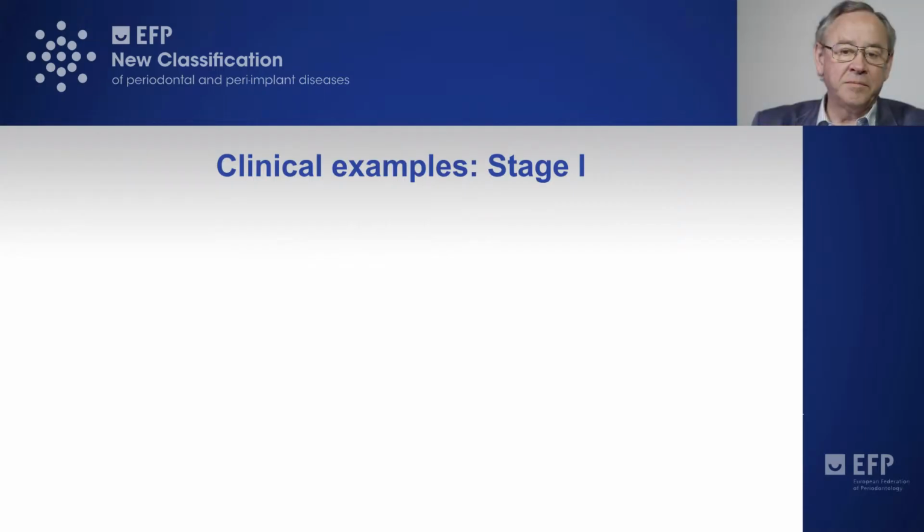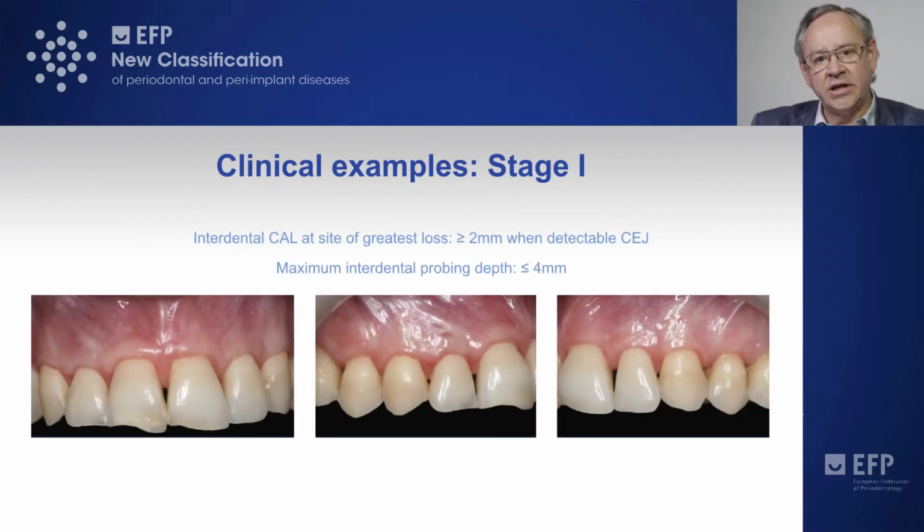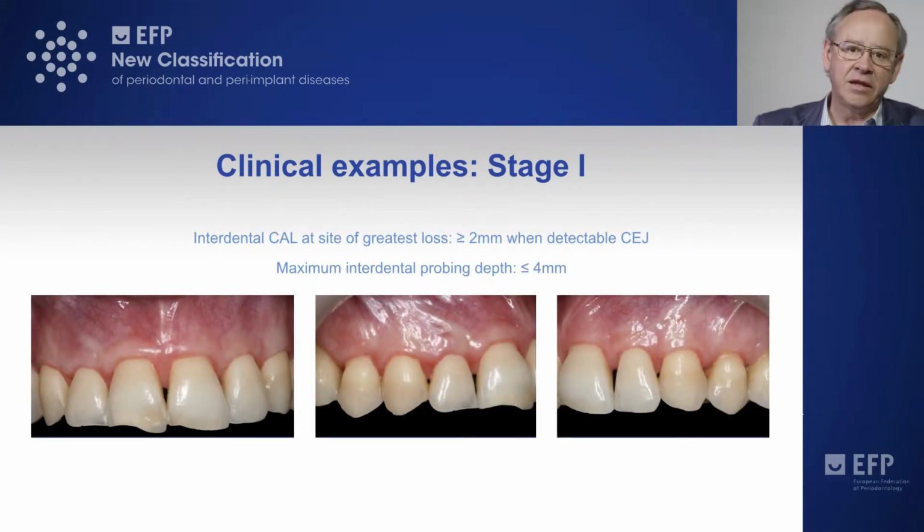So once we have reviewed the framework for staging and grading and the different criteria that we should use, let's see some clinical examples. So in this particular example you have on the screen, this is a stage 1 periodontitis case where we can evaluate interdentally the CEJ. The CEJ is evident, and therefore it's easy to evaluate when we have minor attachment loss.